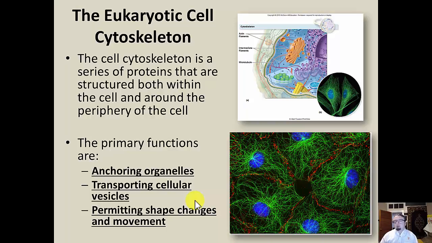So that's what we're looking at here with the eukaryotic cell cytoskeleton. It's really like an architectural design of the cell that allows it to be supported. It also goes on to do other things such as help with movement and transportation within the cell. So it goes a little bit beyond that. It helps to anchor organelles. It helps to transport cellular vesicles. It helps to permit shape changes and movement. And that is all part of creating the scaffolding and the structural support of the cell. Here you're looking at a figure out of the text. This is showing that figure we showed in the very beginning, the overview figure.